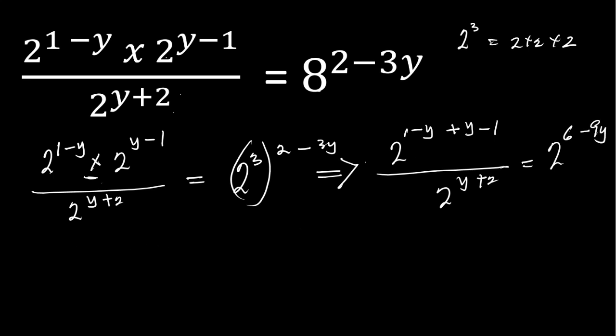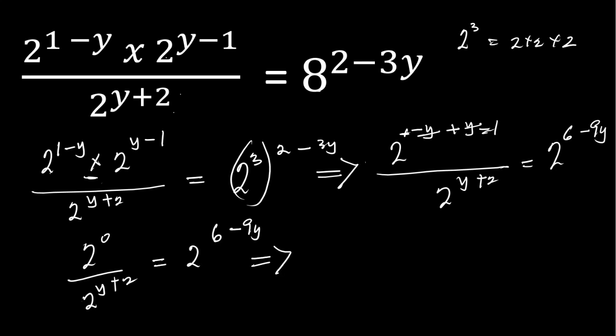Now I can simplify what I have here. 1 minus 1 becomes 0, minus y plus y also becomes 0. So that numerator will reduce to 2 raised to power 0 over 2 raised to power y plus 2 equals 2 raised to power 6 minus 9y.